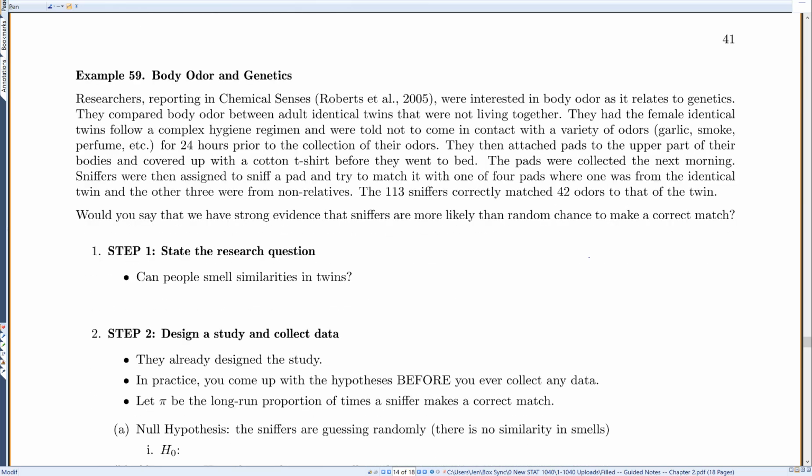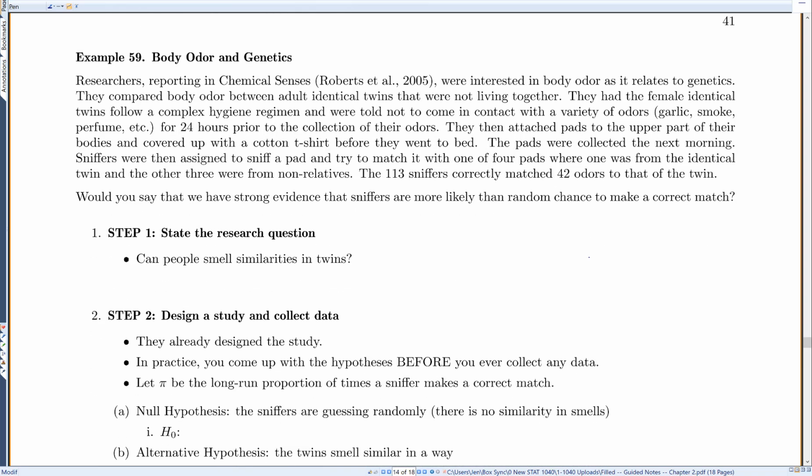Let's try an example. Researchers were interested in body odor as it relates to genetics, so they compared body odor between adult identical twins that were not living together. Okay, so they weren't just using the same laundry detergent, living in the same house, and smelling the same. So they had female identical twins follow a complex hygiene regimen and were told not to come into contact with a variety of odors, anything super strong like garlic or smoke or perfume, for 24 hours prior to the collection of their odors. They then attached pads to the upper part of their bodies and covered up with a cotton t-shirt before they went to bed.